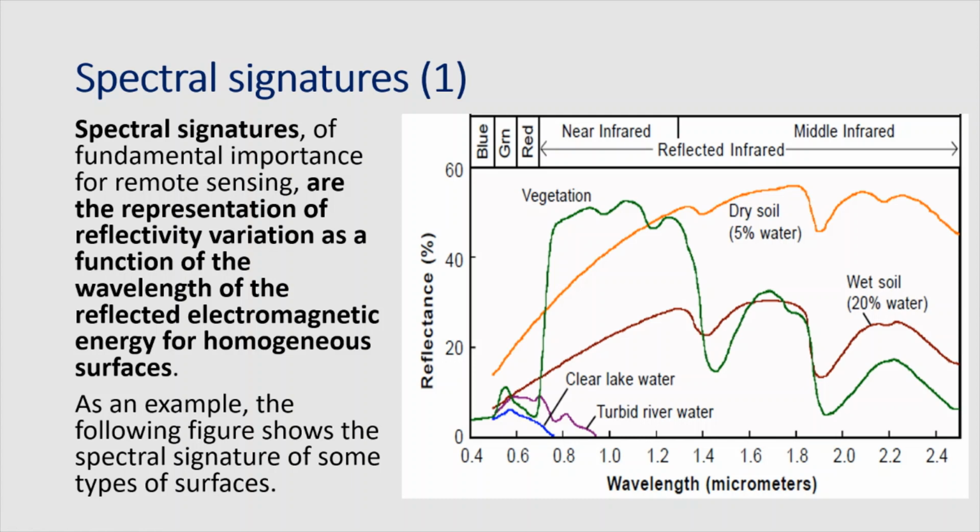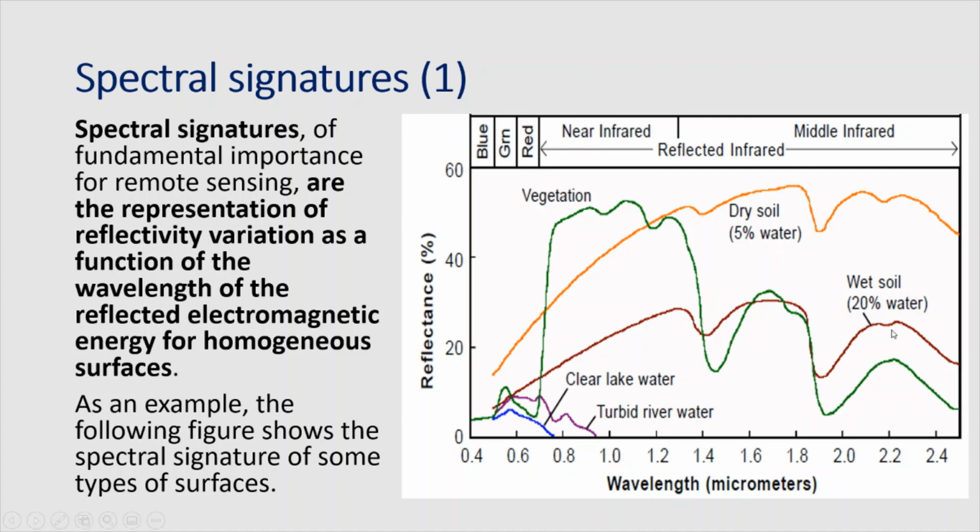Like, for example, if you are taking into consideration a clear lake water, as mentioned here, versus, for example, the turbid water with sediments, you see that the water is a very good absorber in all the different wavelengths. Here is the reflectance. So if it's not reflecting, it's absorbing energy. But you see that the turbid water is reflecting more in the infrared, in the near infrared.